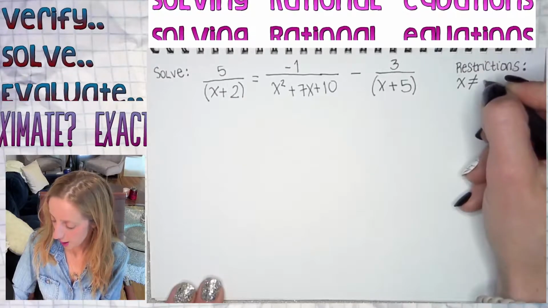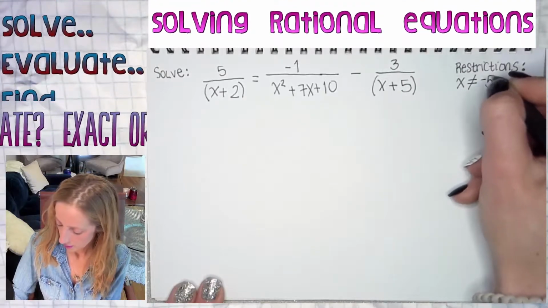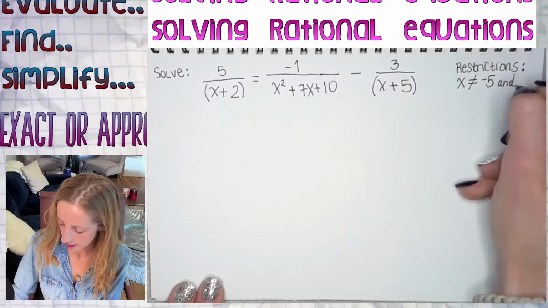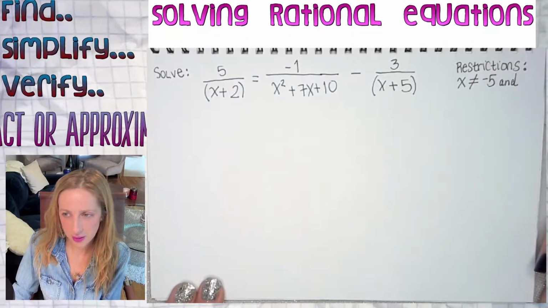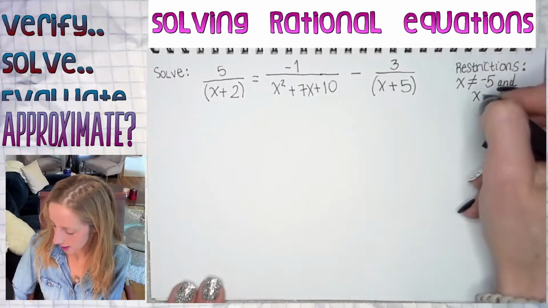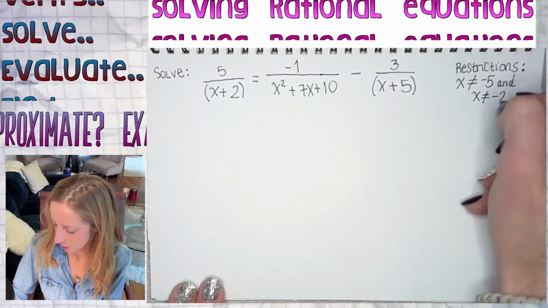-5. -5 is one of them. What else? X cannot equal? I see another one. -2. Yes, good. X cannot equal -5 and x cannot equal -2.